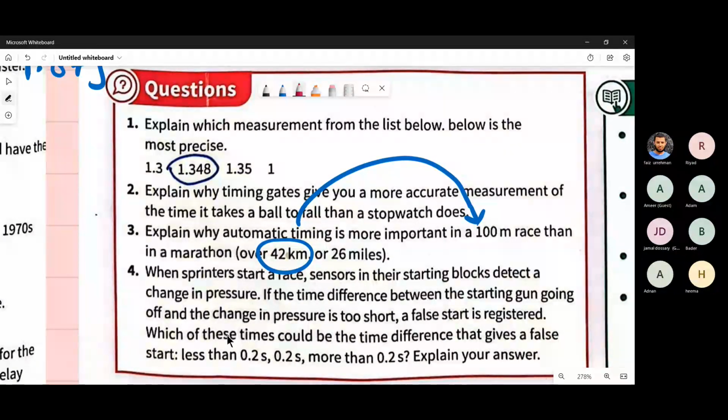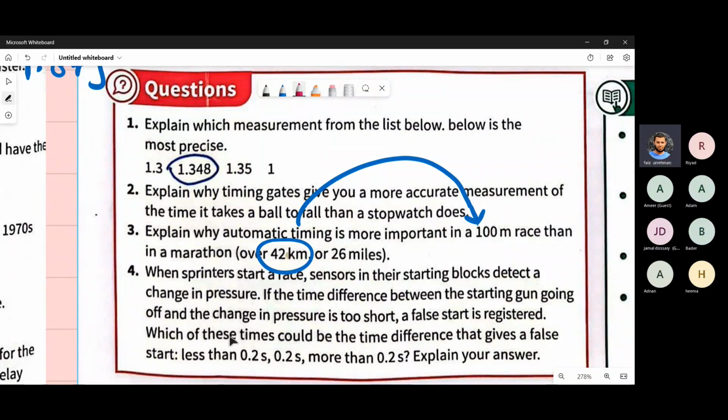Why is automatic timing suitable for the 100 meter race? Mister, I can say. Adnan, do you know the answer? No. Adam? Yes, mister. What about you? You know the answer? Because, mister, the automatic timing is more accurate.